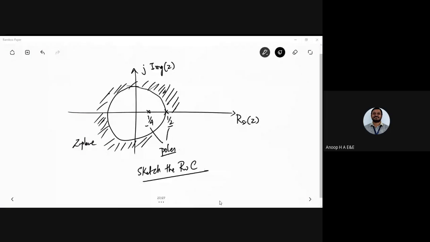Okay, so we will stop the class here, and in the next class we will be covering the unilateral Z transform and a few more problems that we are going to discuss.